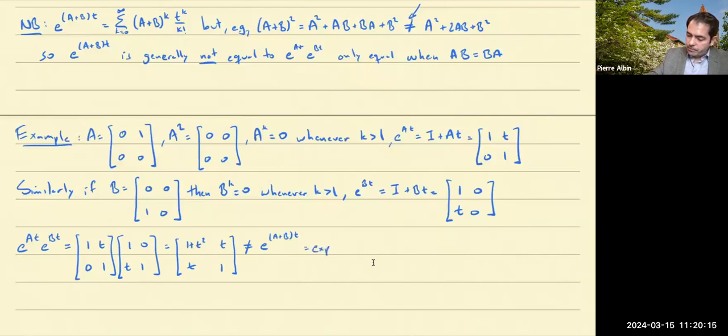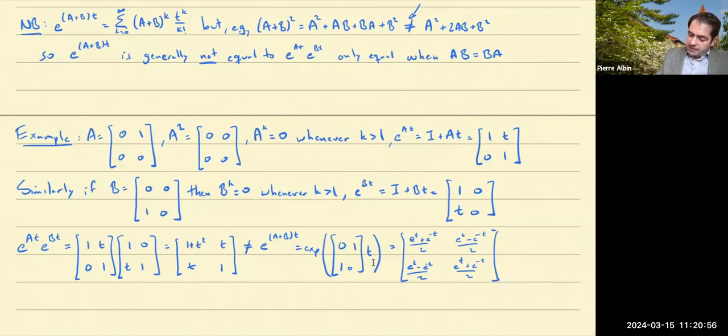The exponential of 0, 1, 1, 0 times t, right? We computed this just a moment ago. This is e to the t plus e to the minus t divided by 2, e to the t minus e to the minus t divided by 2, e to the t minus e to the minus t divided by 2, e to the t plus e to the minus t divided by 2. Right, so you see in this concrete example that the exponential of the sum is not equal to the product of the exponentials. And that's because these matrices A and B do not commute.